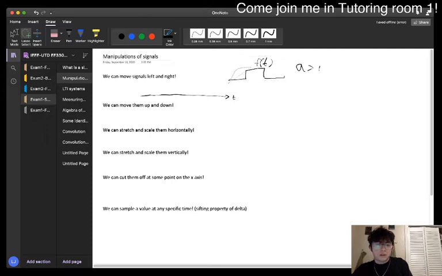Let me take this. So if this one is f of t, then shifting it left means it would go backwards in time. Let me use a different color here. So this one would be f of t plus a. Yeah, so we're going backwards in time, so we're adding to this time variable.